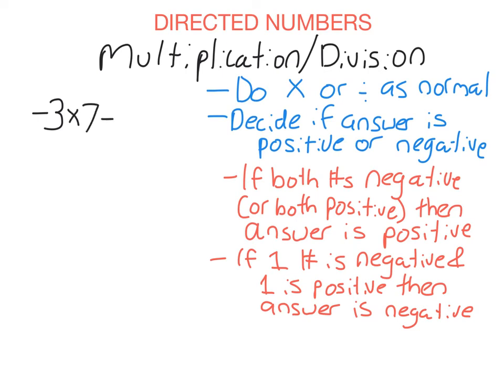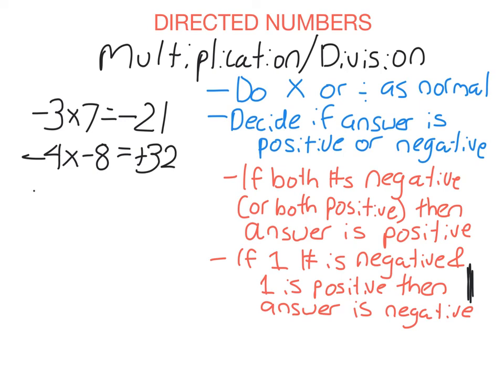So let's say I want to do negative 3 times 7. I just do 3 times 7, like normal, which is 21. Now I decide whether my answer is positive or negative. Only one of the numbers, the 3, was negative, and the other was positive. So because of this rule, my answer must be negative. Negative 4 times negative 8. So 4 times 8 is 32. Both numbers are negative, so the answer must be positive. I can put a positive sign here or not, it doesn't matter.